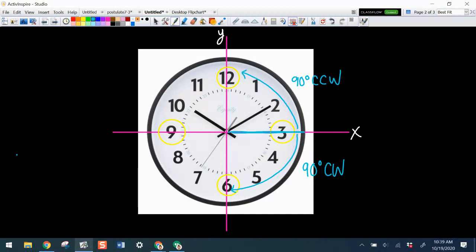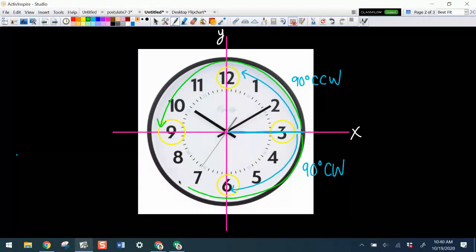Now, if you notice in the text, we actually didn't have to specify 180 degrees clockwise or counter, because if we go 180 degrees, we'll end up at 9 o'clock, regardless of which direction we go. So we don't actually have to specify which direction we're going, clockwise or counter, when we speak about 180 degrees.